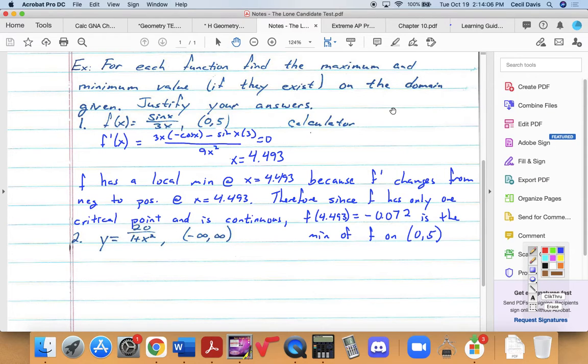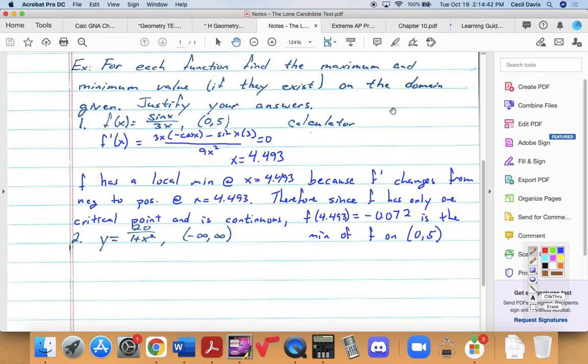Wait, why doesn't it have a maximum? I just said that it doesn't. I didn't say why. But it does not have a maximum. It has a minimum, but no maximum. Why doesn't that contradict? Is it because it's an open interval? Yes. That's exactly right. If it had been a closed interval, one of those two endpoints would have been the location of the absolute maximum. Very good.